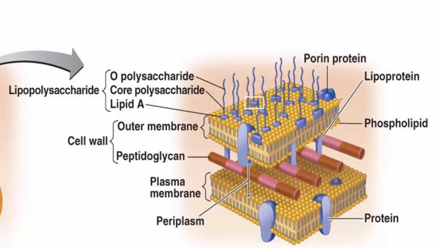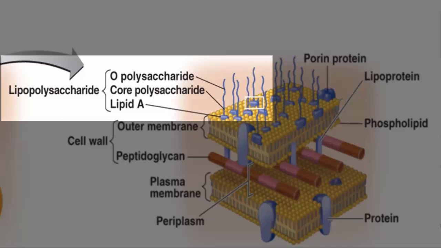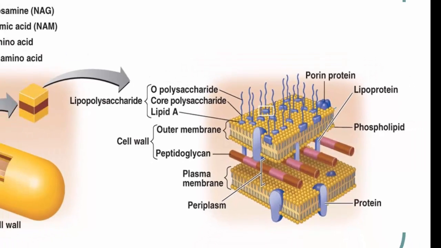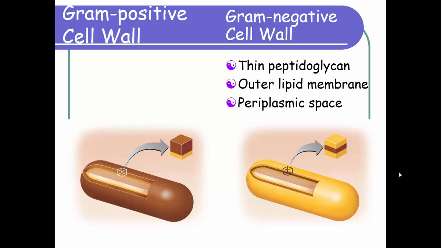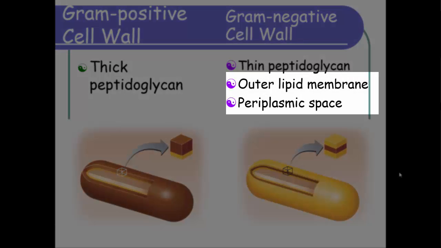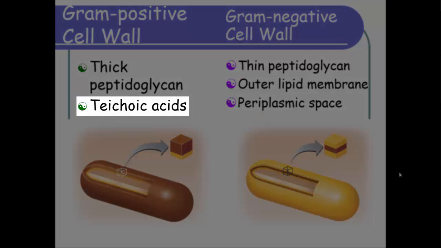Many of the lipopolysaccharides on gram-negatives are designated as O polysaccharides or lipid A. For example, E. coli O157:H7, the O157 is a particular strain of polysaccharide found on that gram-negative bacterial cell wall. So, gram-positive cell walls have a very thick multi-layer peptidoglycan, whereas it's a single thin layer of peptidoglycan in the gram-negative. You have an outer lipid membrane and the periplasmic space in the gram-negative cell wall. And the gram-positives have the teichoic acids that will help hold the many layers of peptidoglycan together.